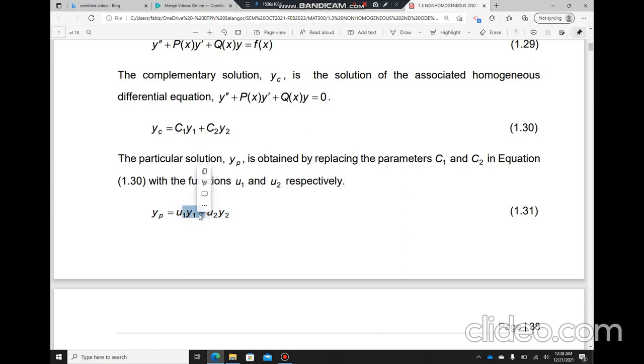So y1 dekat sini dengan y2 dia akan sama dengan complementary solution yang ni. Okay, y1 and y2 yang awak dapat daripada awak solve sebelah kiri. Okay, bila awak solve sebelah kiri, so bila awak dapat complementary solution, dia akan dapat dalam bentuk yang ni, yc is c1 y1 plus c2 y2. Okay, then untuk jadikan dia yp, kita gunakan y1 and y2 daripada yc. Okay, now our aim is to find u1 and u2. So dalam variation of parameters, kita nak cari nilai u1 and u2 supaya kita boleh masukkan dalam this equation.